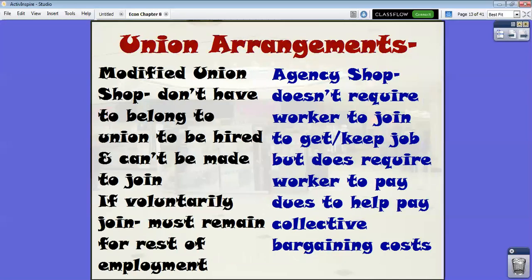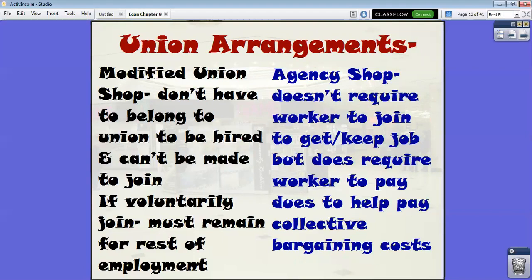Our third type is a modified union shop, a little bit different. In this arrangement, if you want to get a job with the company, you don't have to belong to the union to get your job. They won't make you join, it's voluntary. But if you do choose to join the union, then you must stay part of the union for as long as you hold that job. So you have the choice if you want to belong to the union or not, but if you choose to belong to the union, then you are now in that union till you leave that job.